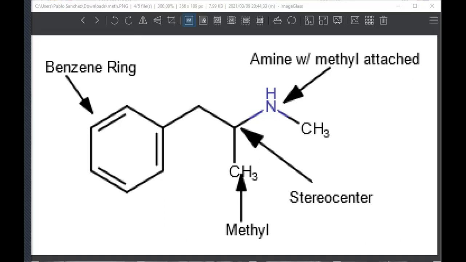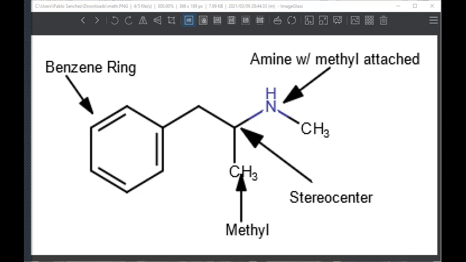The structure of methamphetamine here looks quite similar to a chemical you'd see in class. Just going over it, on the left side we have a benzene ring, on the right side we have an amine, which also has a methyl attached, and then on the bottom we have a methyl, which is quite important to how the chemical behaves. And right here in the middle, we have a stereocenter, with the left side going towards a benzene ring, the right side going towards an amine, the bottom going towards a methyl, and the top going towards a hydrogen.